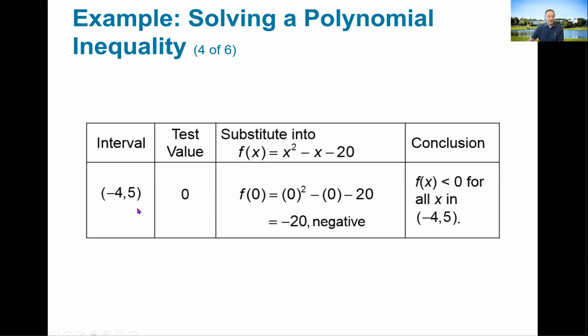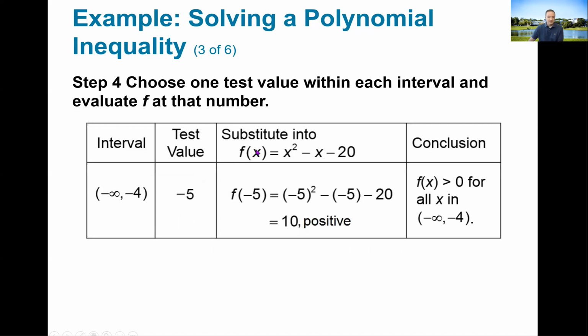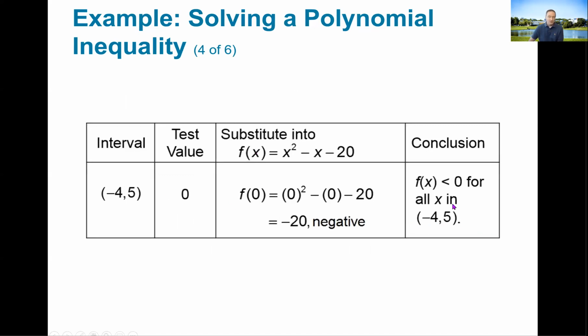Okay, what about the set of numbers between negative 4 and 5? Anytime 0 is inside of an interval, I always choose it as the test value. When you evaluate your function at 0, it's just going to be 0 squared minus 0 minus 20, that's going to give me a negative 20. Is that a solution? Of course not. Why not? A negative 20 is less than 0. Is that what we wanted? No, we wanted it to be greater than 0. So the region between negative 4 and 5 gives me a negative value that can't be a solution region.